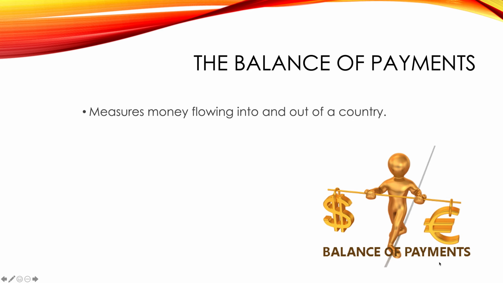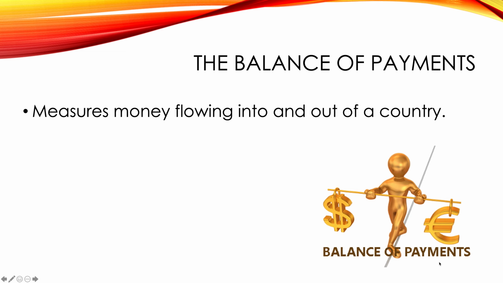It is measuring money flowing into and out of a country, which money does all the time, every day, right? So the balance of payment system tracks money flowing into a country, it tracks money flowing out of a country. And balance of payment systems are made up of two parts. The first part is what we call in the United States the current account, which we're going to focus on in this video.